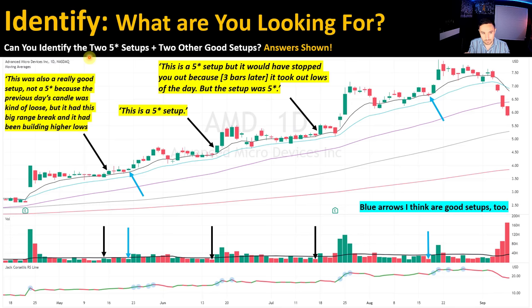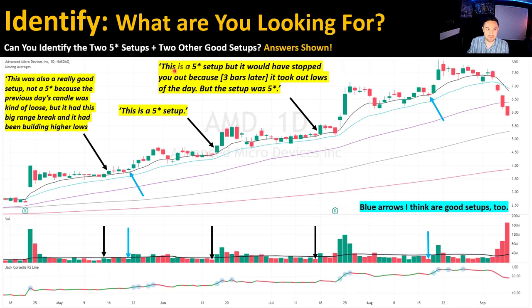This was a really good setup. Not a five-star because the previous day's candle was kind of loose. So he's talking about the breakout here. The prior bar, it was kind of loose. It's a pretty good bar, but it's kind of loose. It's not as tight as some of the other ones. And it had been building higher lows. This one in here, this is a five-star setup. See how tight it got, higher lows, see how it's tightening, a little Darvas box action again.